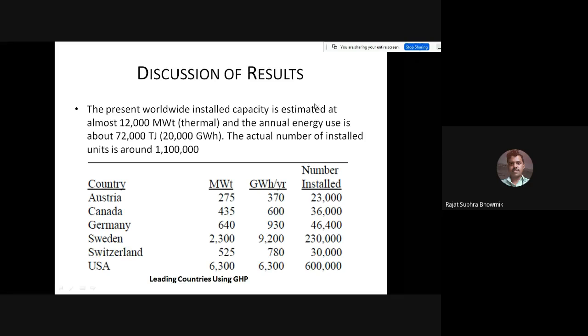Now the discussion. The present worldwide installed capacity is estimated at almost 12,000 megawatt, and the annual energy used is about 72,000 terajoule. That is 20,000 gigawatt hour. The actual number of installed units is around 111 lakh units. The USA has the most units installed, nearly 6 lakh units until now.